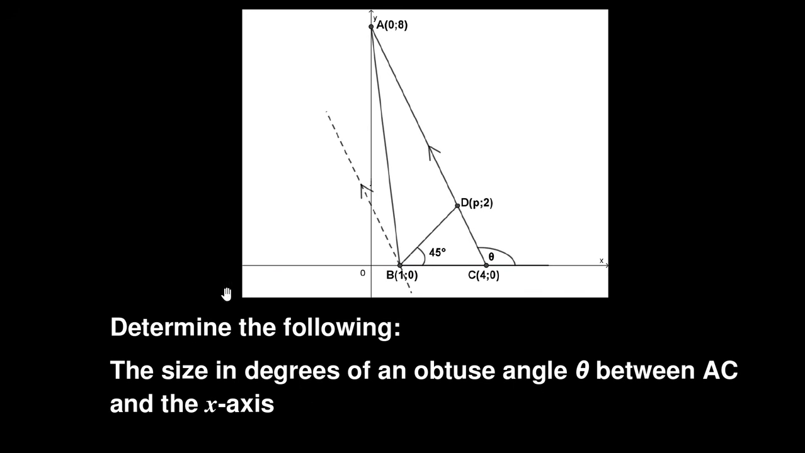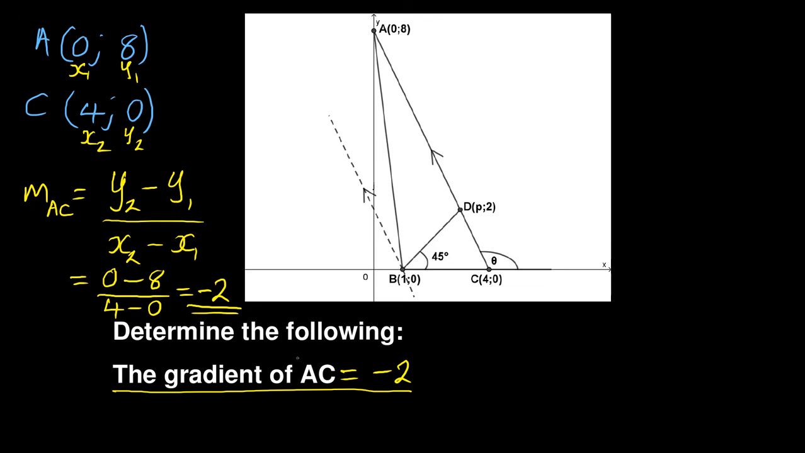The next question says determine the following: the size in degrees of an obtuse angle theta between AC and the x-axis. So if you look at the line AC and it says find that obtuse angle, there is your theta between the x-axis and the line. If you still remember the formula for linking the angle with the gradient, we just found the gradient of AC. Previously we said the gradient of AC, so that is the reason why they were giving you that. Gradient of AC is equal to -2.